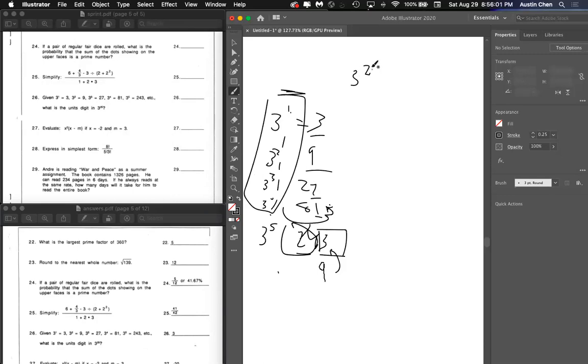So we need to find the unit digit of 3 to the 25th power. We find 25 modulus 4, which is just going to be 1, so it's just going to be the unit digit of 3.